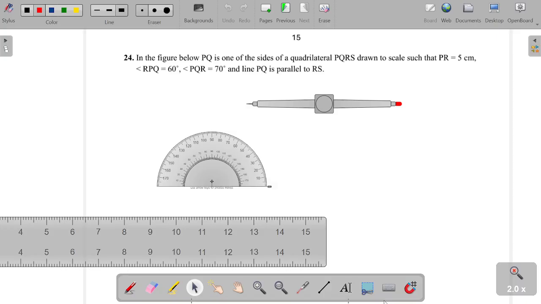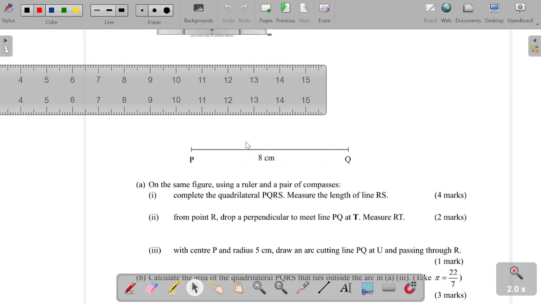Let's look at question number 24, which is the last question. In the figure below, PQ is one of the sides of a quadrilateral PQRS drawn to scale such that PR is equal to 5 centimeters, angle RPQ is equal to 60 degrees, and angle PQR is equal to 70 degrees, and line PQ is parallel to RS. On the same figure, using a ruler and a pair of compasses only, part 1, complete the quadrilateral PQRS.